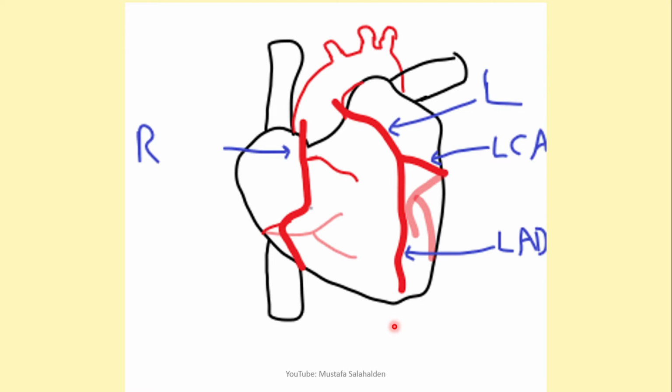This drawing here shows the left main coronary artery, and it gives the left anterior descending artery and the left circumflex artery. And there is the other artery, which is the right coronary artery here. The right coronary artery supplies the inferior part of the heart and the posterior part, while the left coronary artery supplies the anterior part, the septum, and also the lateral part.